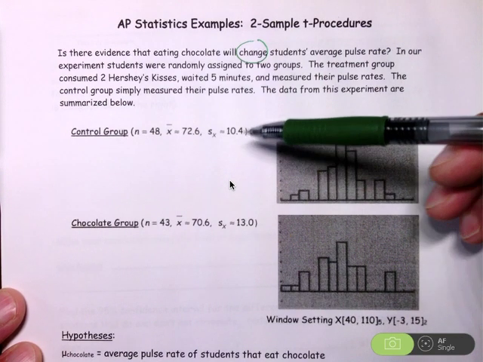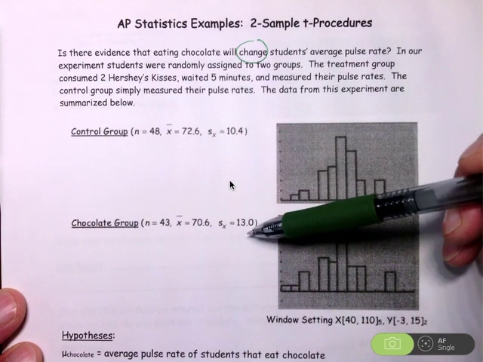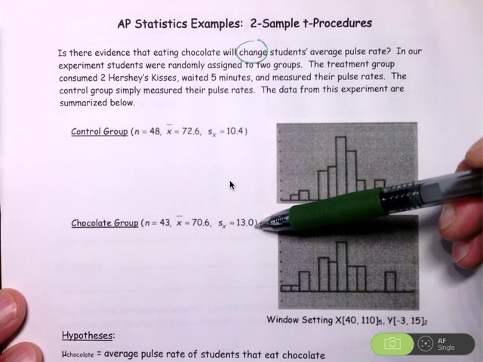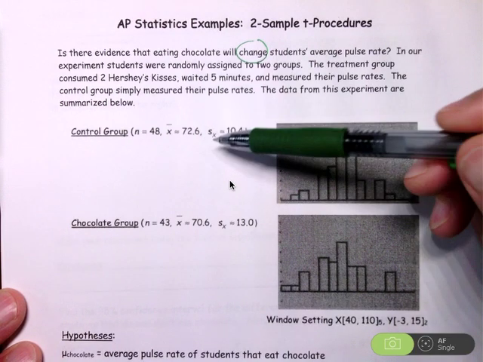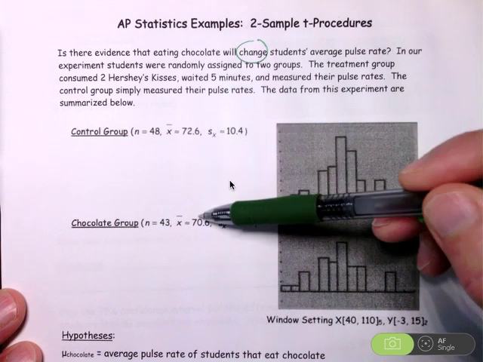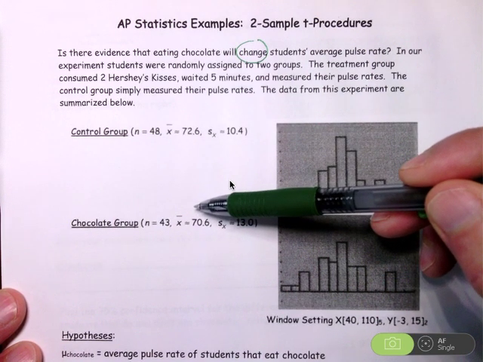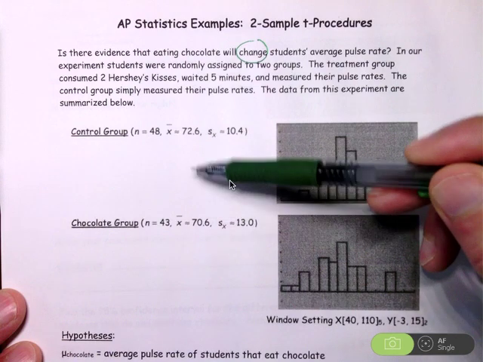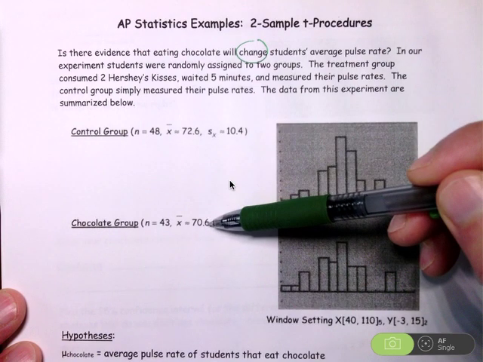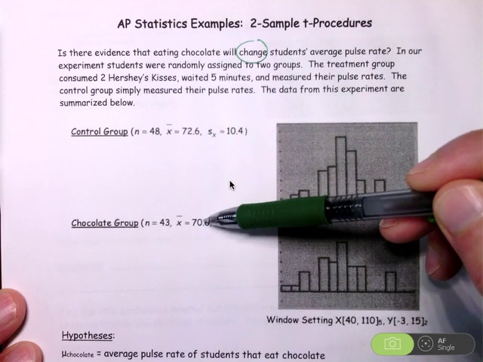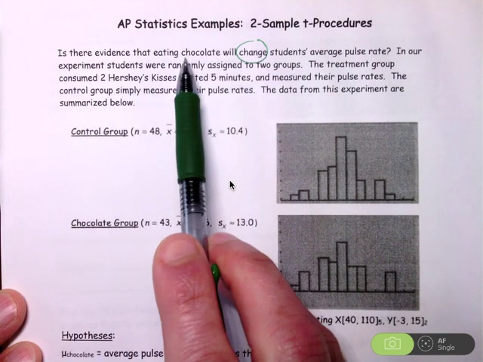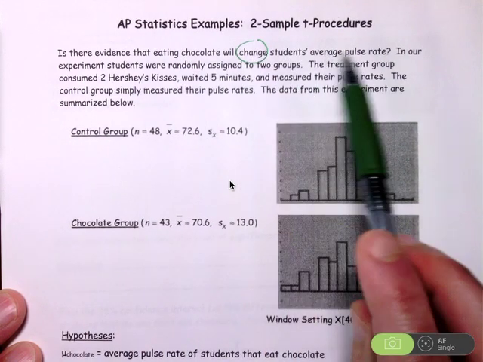So probably the safest thing to do here would be to compare their standard deviations. So it looks like the treatment group has a higher standard deviation in terms of beats per minute than the control group. But understand, simply by comparing the sample means, I can't really make a conclusion about what might happen to students in general. Because look, I agree that the chocolate group has a lower sample mean in terms of their pulse rates compared to the control group. But is this difference large enough to give me evidence that in general eating chocolate will change students' average pulse rates?